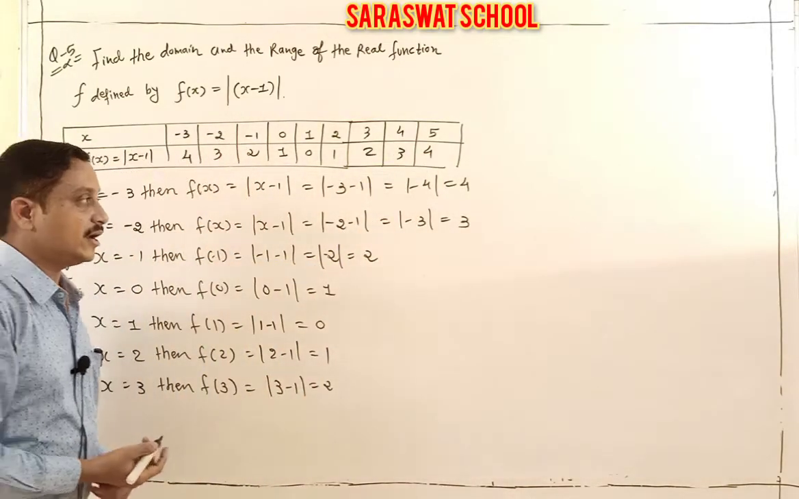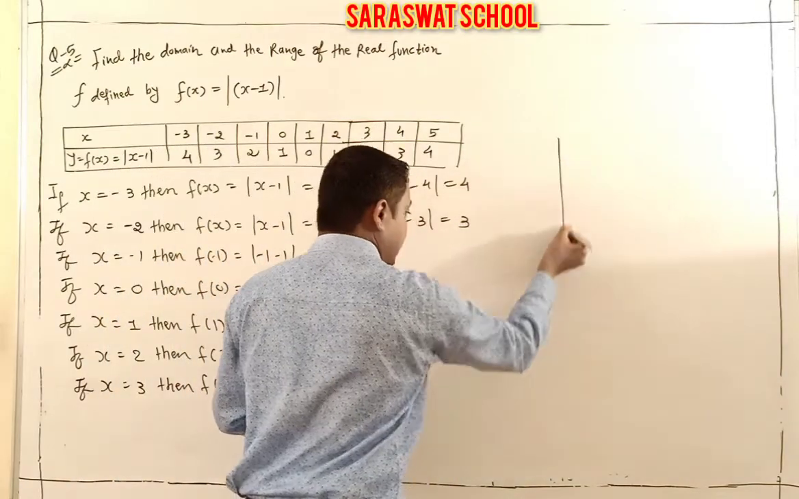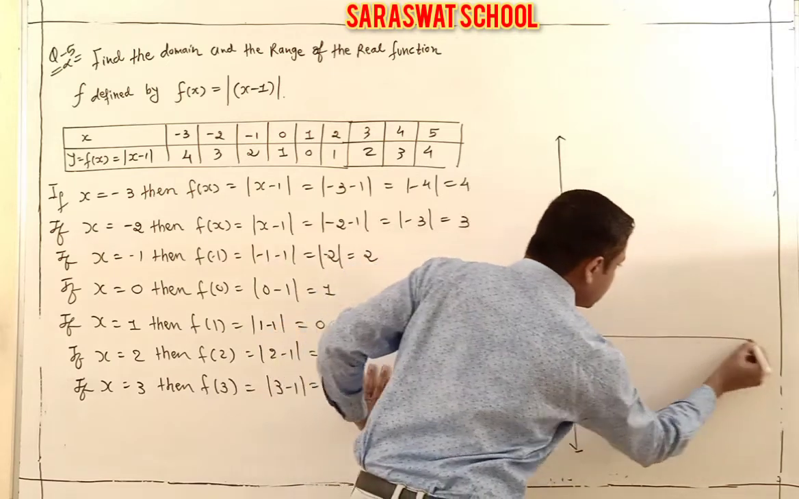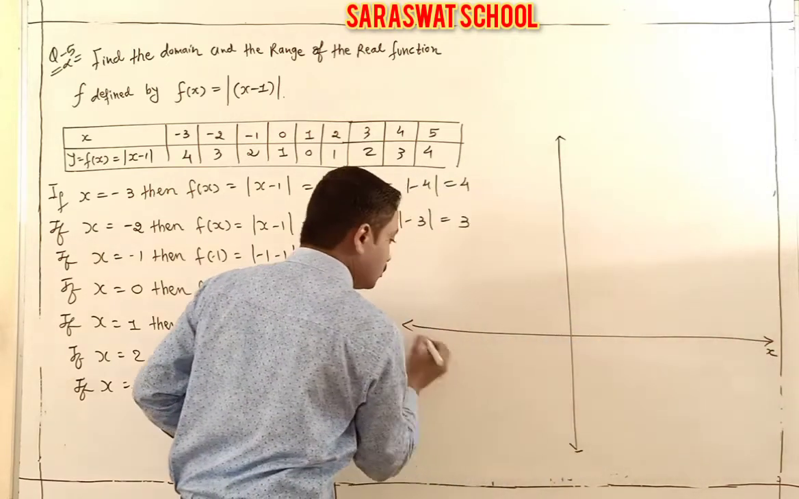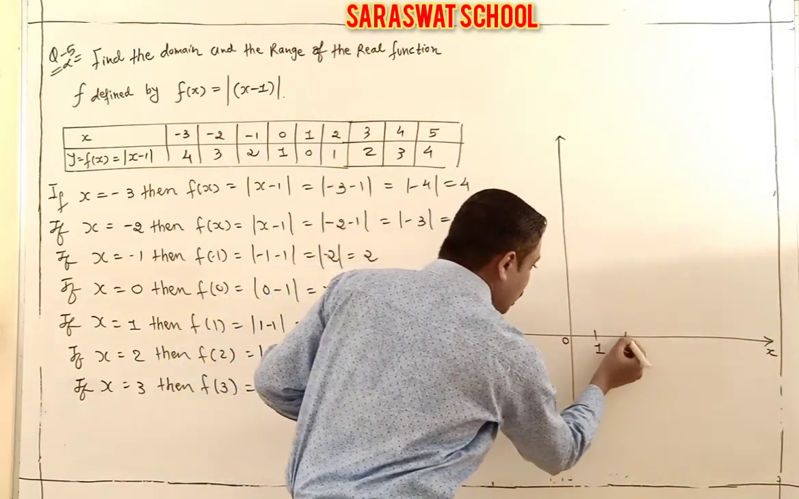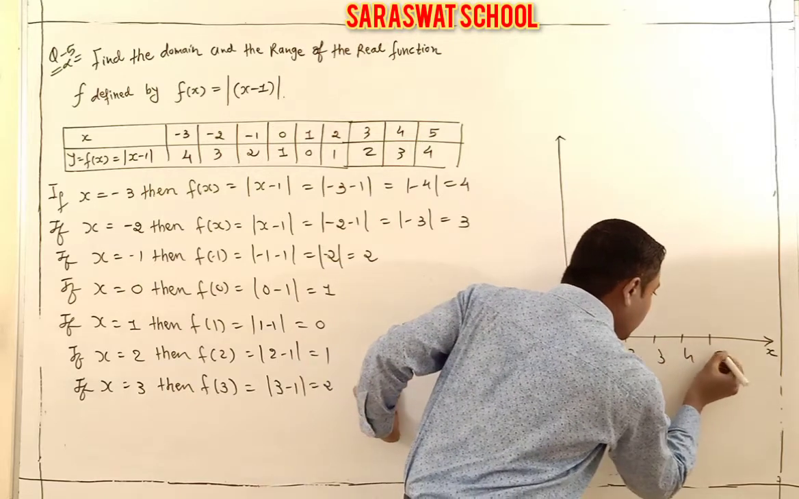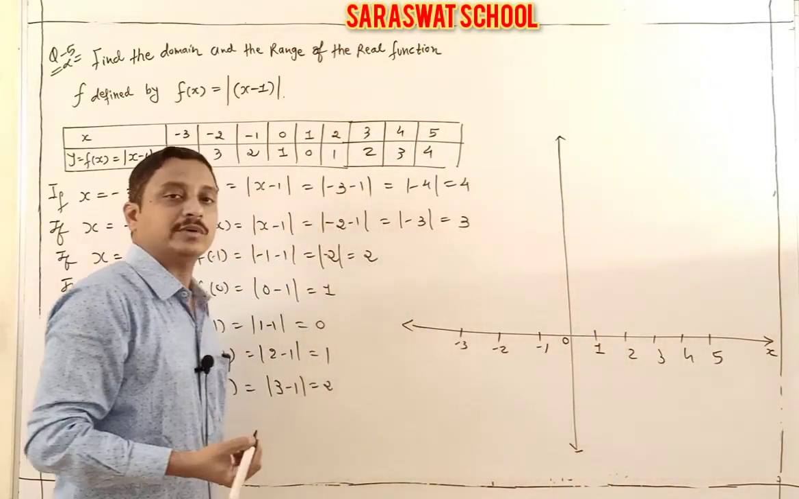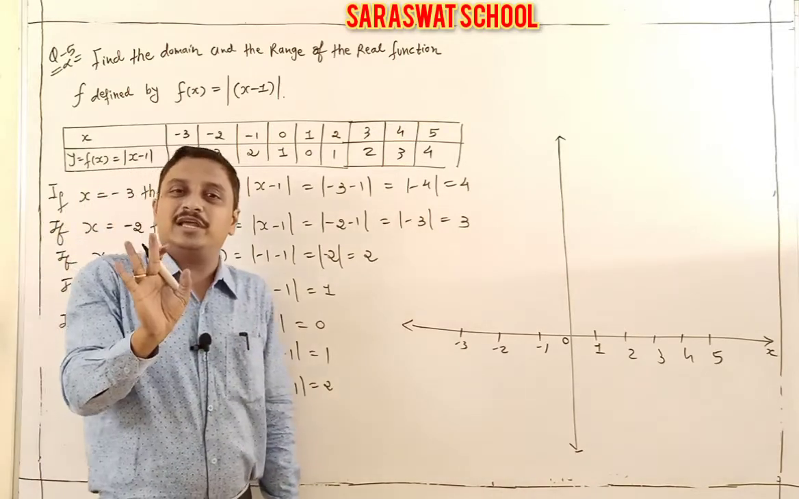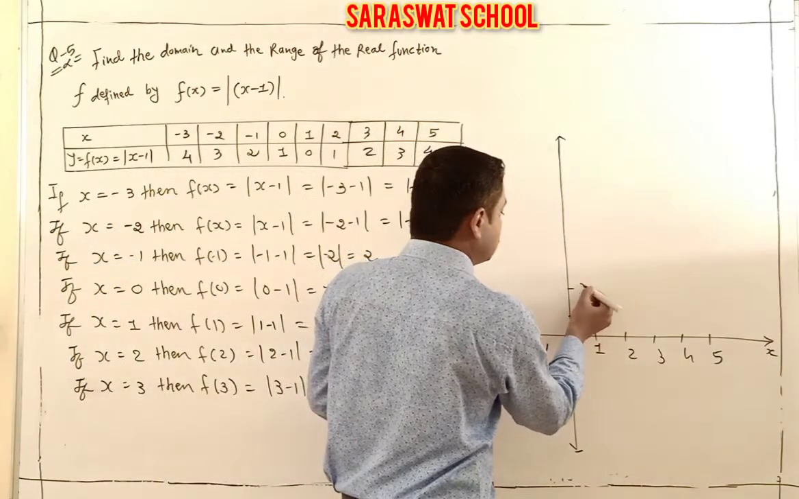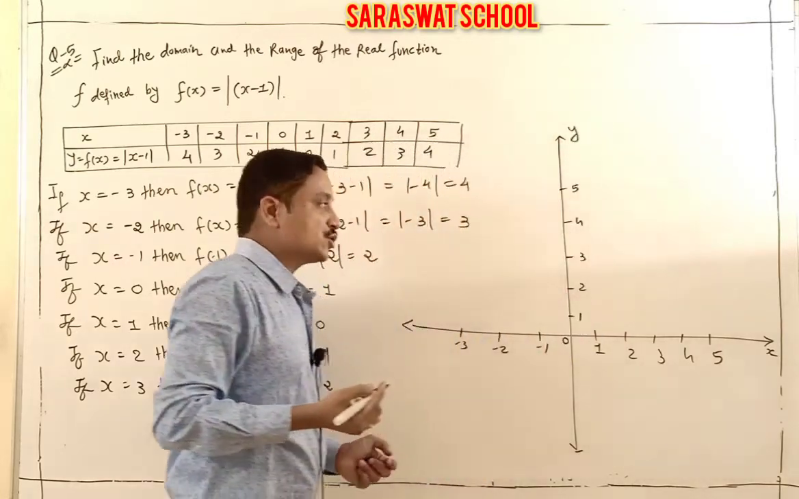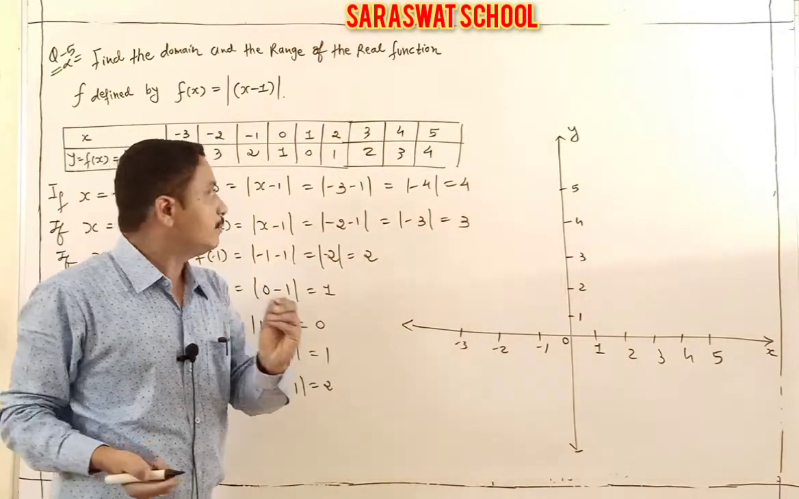Just like that, now I am going to draw our graph. It's a very easy graph, students. X-axis, y-axis, here 0. 1, 2, 3, 4, 5, minus 1, minus 2, minus 3. Take any numbers, students. Here 1, 2, 3, 4, 5 on the axis. So now I start systematically plotting.